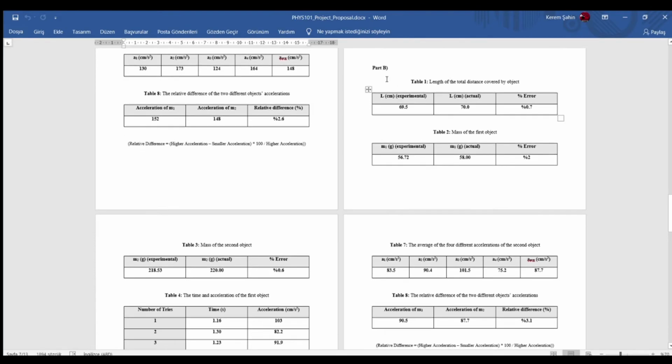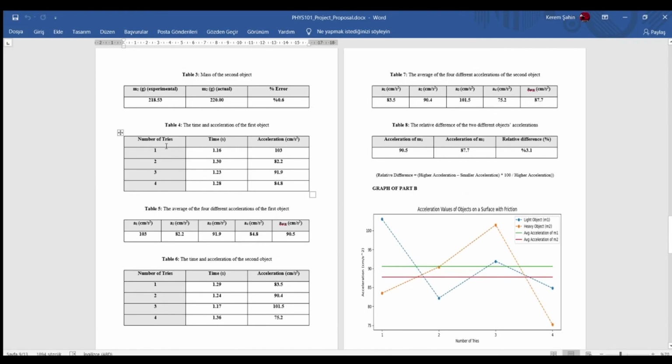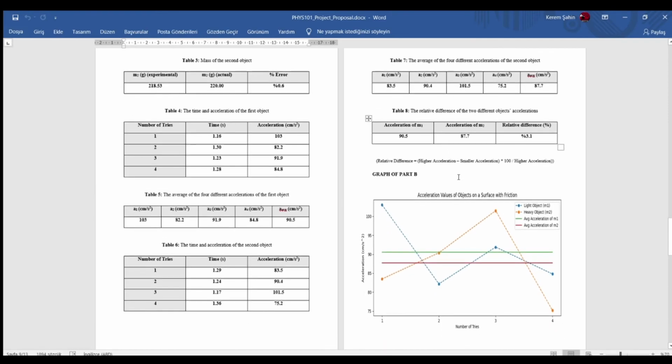These are the same tables, but for part B. And this is the graph of part B. Again, if you look at the values, the average accelerations are very similar, which indicates that the mass does not affect the acceleration of an object that is on an inclined plane.